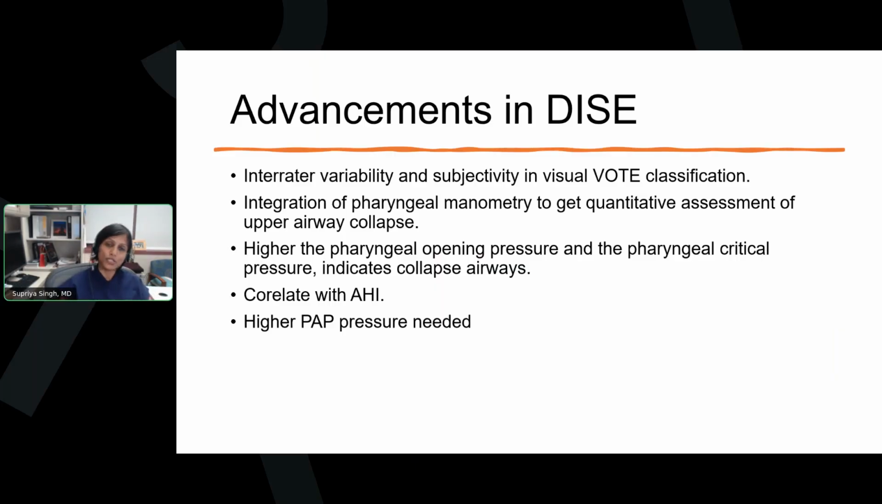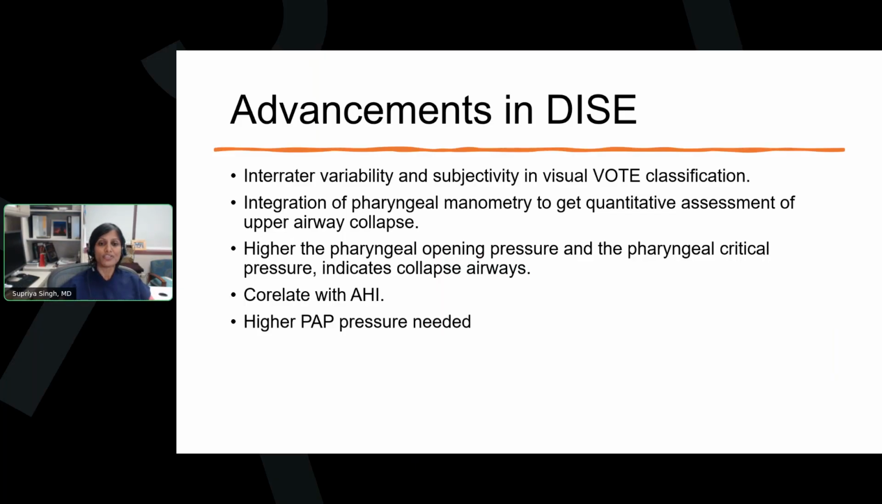There have been several advancements in doing a DISE. Once again, DISE and the description of the VOTE criteria is completely inter-rater dependent, so subjectivity plays a big role. As a result, there has been a push towards doing a pharyngeal manometry to objectively assess how bad the upper airway collapses. In real time, when we do a DISE, we are able to pass a tube which has pressure sensors, and we place it in the pharynx or towards the upper esophageal sphincter, and we are able to assess how bad the collapse is expected to be.